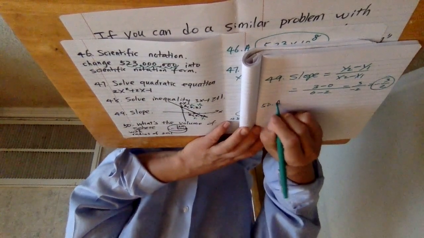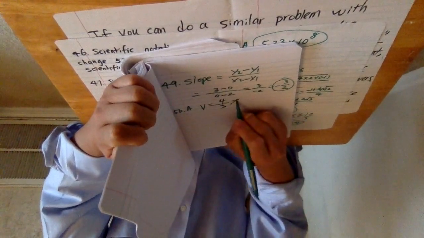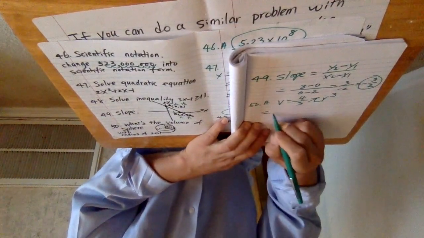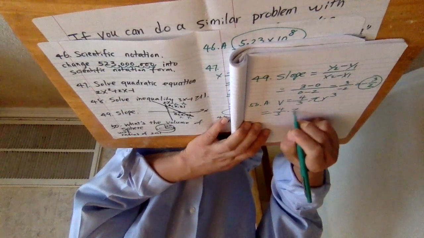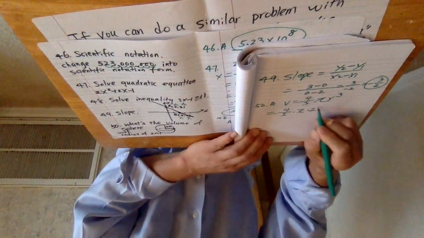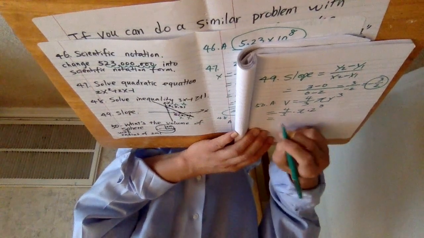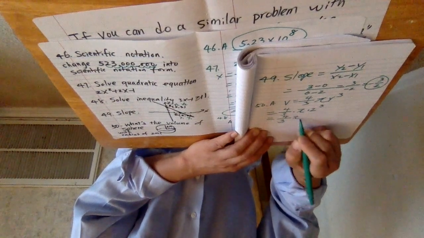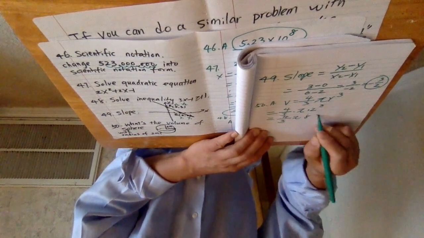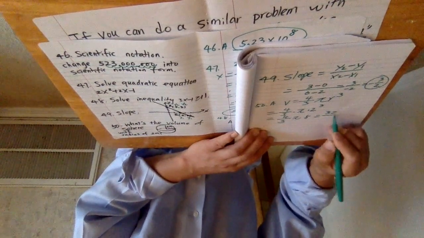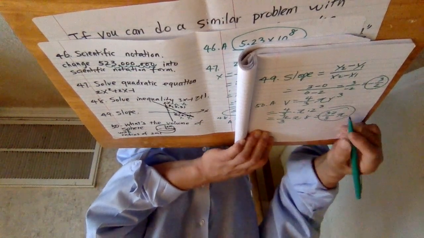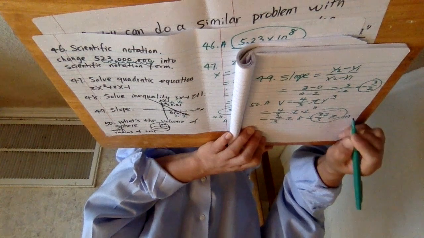Number 50. What's the volume of a sphere? V equals 4 over 3 pi r cubed. In this case, it will be 4 over 3 times pi. The radius is 2, so 2 to the third power. So 4 pi times 2 times 2 times 2, which is 8. 4 times 8 is 32, so 32 over 3 pi. You can leave it like that for this problem. That's okay, in cubic meters.